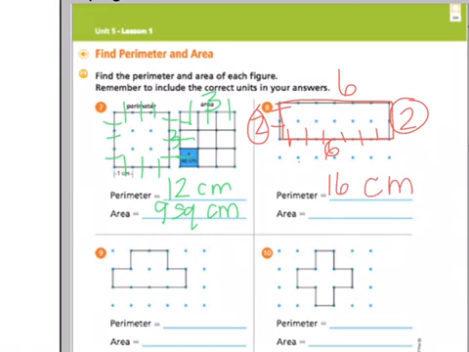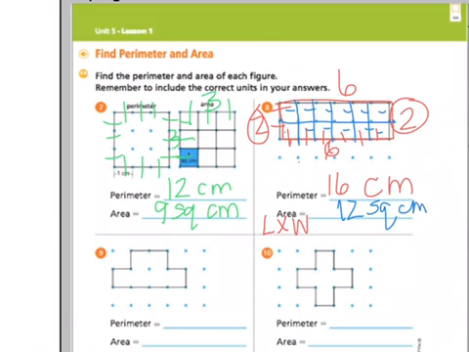And the next one is area, and area is length times width, or you can think about it as these boxes inside of this shape. 1, 2, 3, 4, 5, 6, 7, 8, 9, 10, 11, 12. So 12 square centimeters, or you may have just done, just like we did here, 2 times 6 gets you that 12 square centimeters.